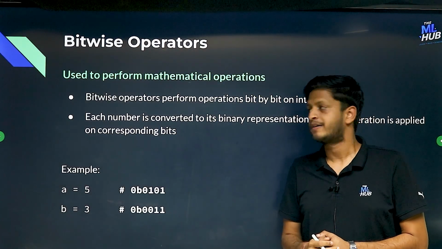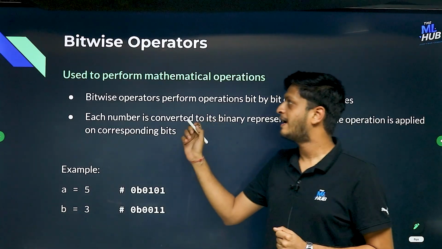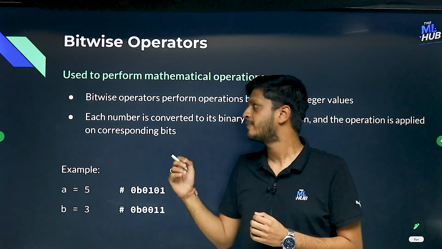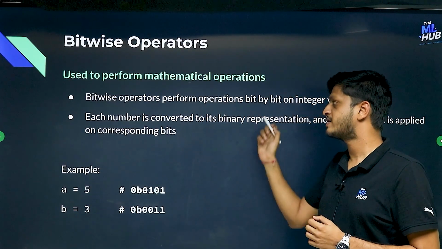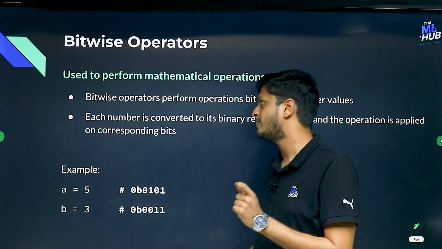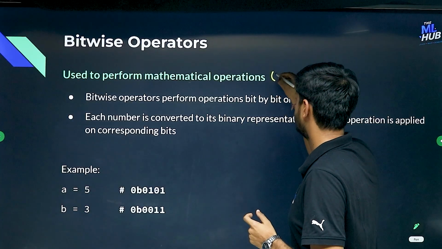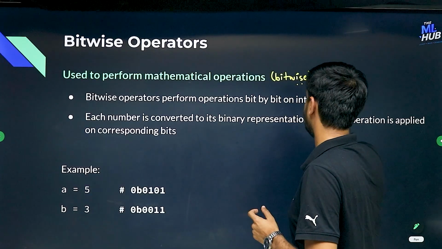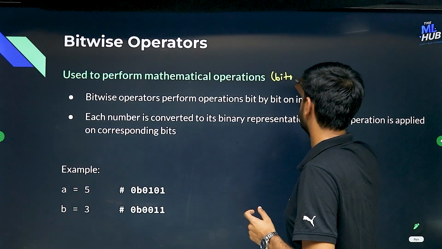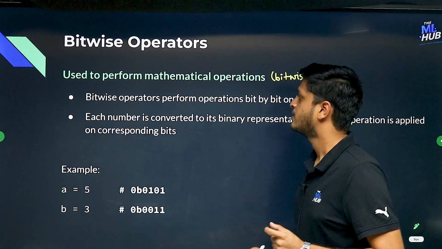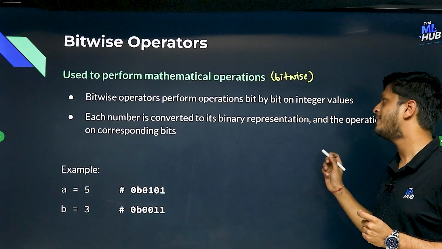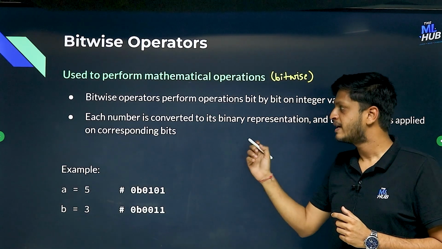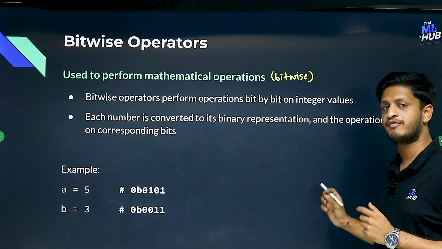Next we have bitwise operators. Okay, so bitwise operators are very powerful operators. We will see they will work on the binary of the number. So they are used to perform mathematical operations, specifically bitwise operations. So bitwise operators perform operations bit by bit on integer values. Bit by bit. Okay, with examples it will be more clear. Each number is converted to its binary representation first.